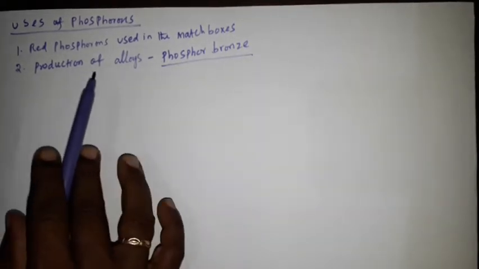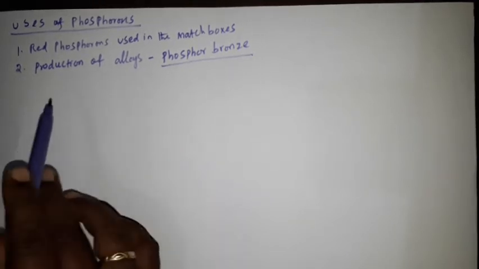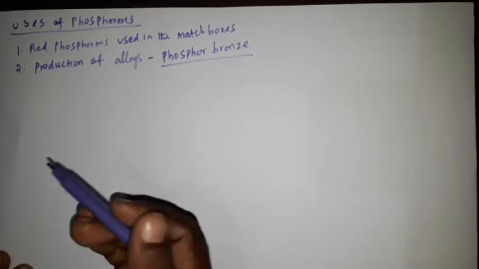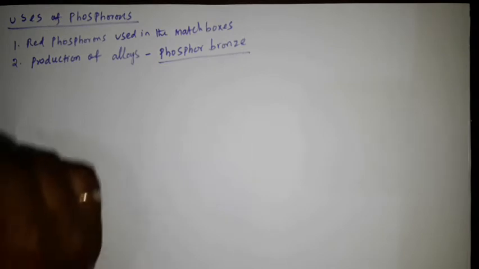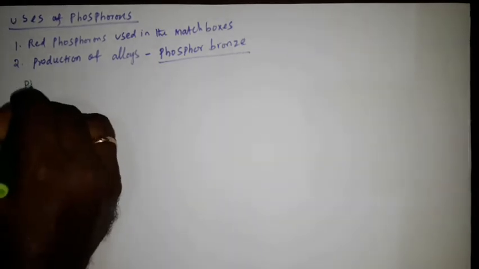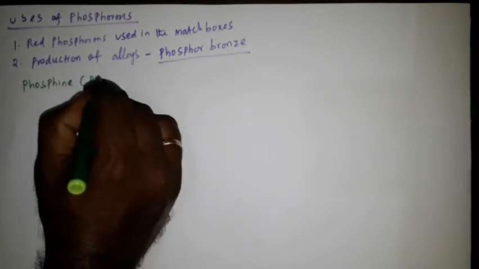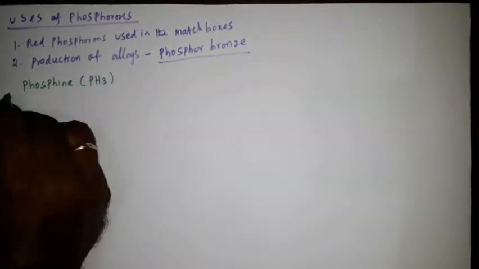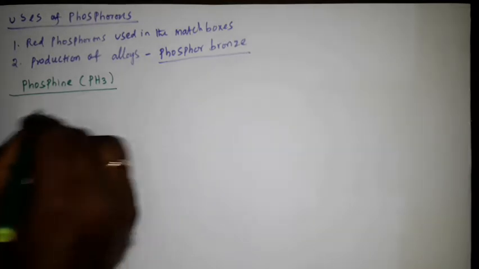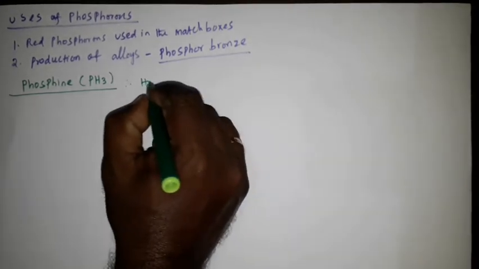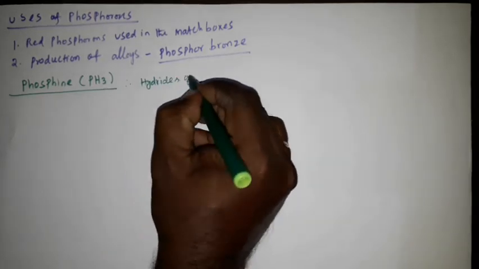Now the properties of phosphorus are completed. Next we are going to see that important compound, phosphine. So now we are going to study phosphine. The formula of phosphine is PH3. Phosphine is the most important hydride of phosphorus. Hydride means hydrogen compound: hydrides of phosphorus.